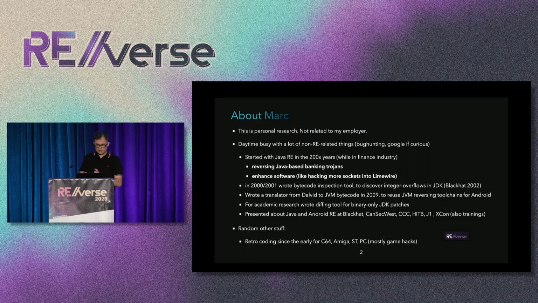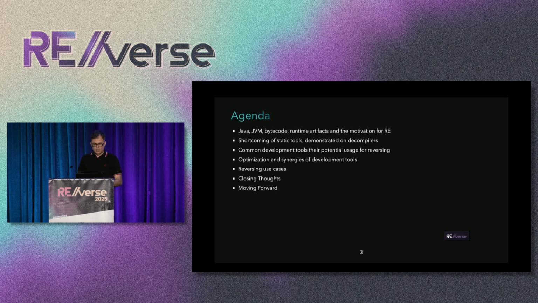Well, I'm Marc. I do research. I did some reverse engineering with Java, so did some stuff with Trojans and hacked more sockets into LimeWire and other stuff. So you can read it up for the total view. Also did some Android. So agenda, what are we going to talk about? Java, JVM, runtime artifacts, shortcomings of static tools, common development tools, optimization and synergies, reversing use cases, closing thoughts, and then moving forward. What can you do afterwards?